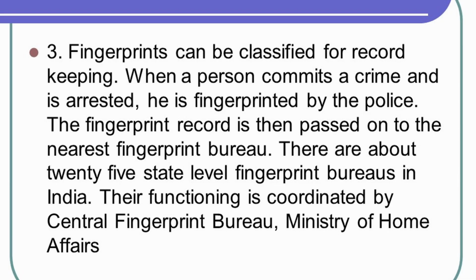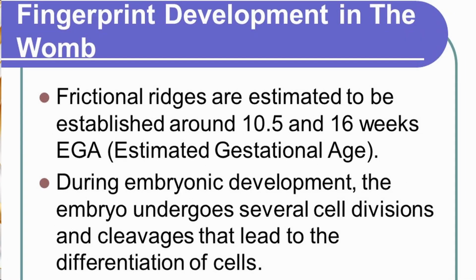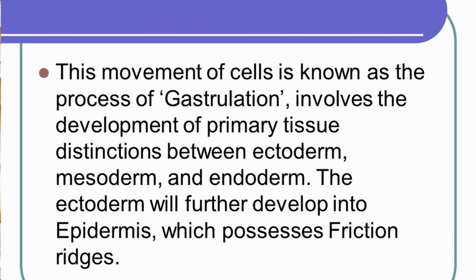Now, the development of fingerprints in the womb. Friction ridges are estimated to form around the 10th to 16th week, which we call EGA, the estimated gestational age. During embryonic development, the embryo undergoes cell division, which, as we all know, is meiosis and mitosis. After this comes the process we call the gastrulation period.